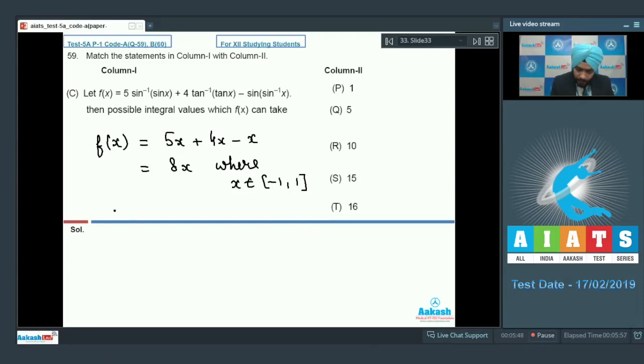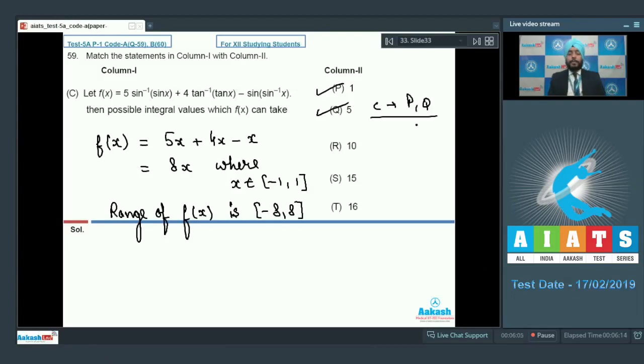So the range of f(x) is minus 8 to 8, because the function is directly 8x. So 1, 5 are the options which are correct. C matches with P, Q. Okay, let us move on to D.